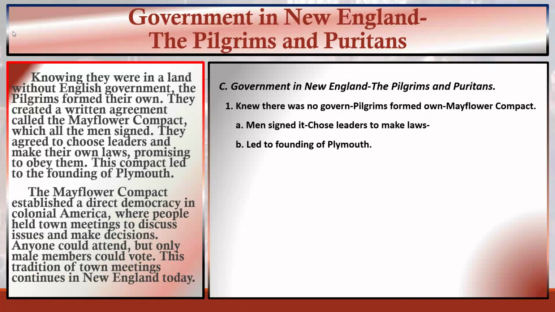Okay, and again, I'm still on page 3. Okay. The Mayflower Compact established a direct democracy in colonial America, where people held town meetings to discuss issues and make decisions. Anyone could attend, but only male members could vote. This tradition of town meetings continues in New England today.